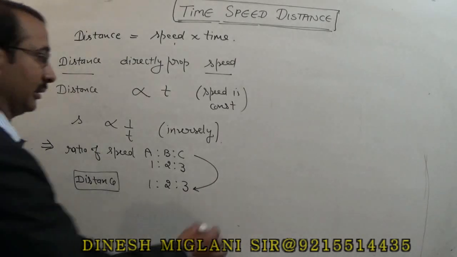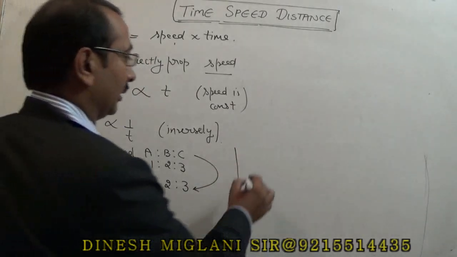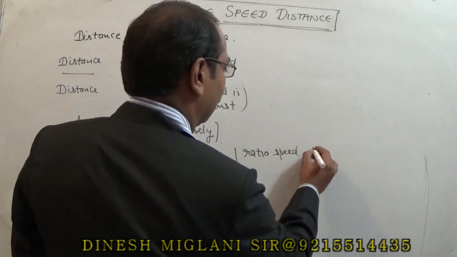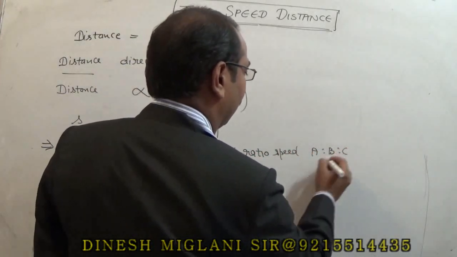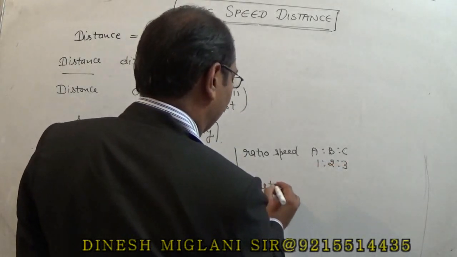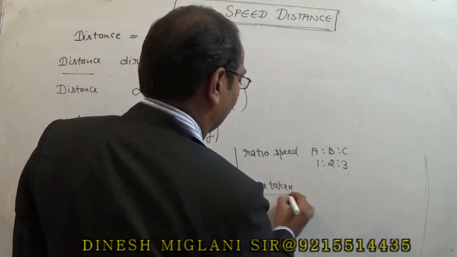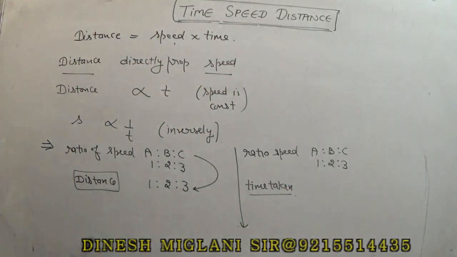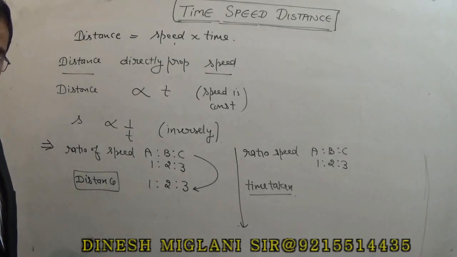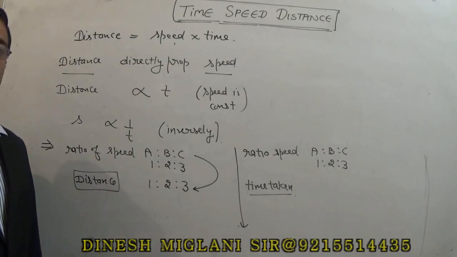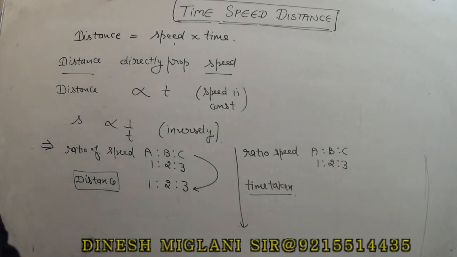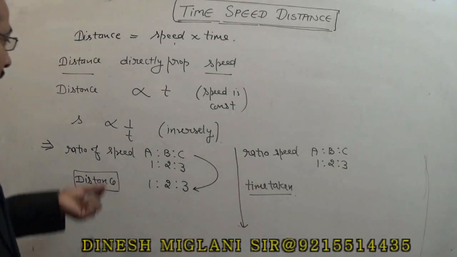On the other hand, if the question is such that the ratio of speed of three persons A, B, C is 1:2:3, we have to find the ratio of their time taken. There are three persons A, B, C and the ratio of their speed is 1:2:3. We have to find out, in order to travel the same distance, what will be the ratio of their time taken. Now we know that speed and time are inversely proportional.